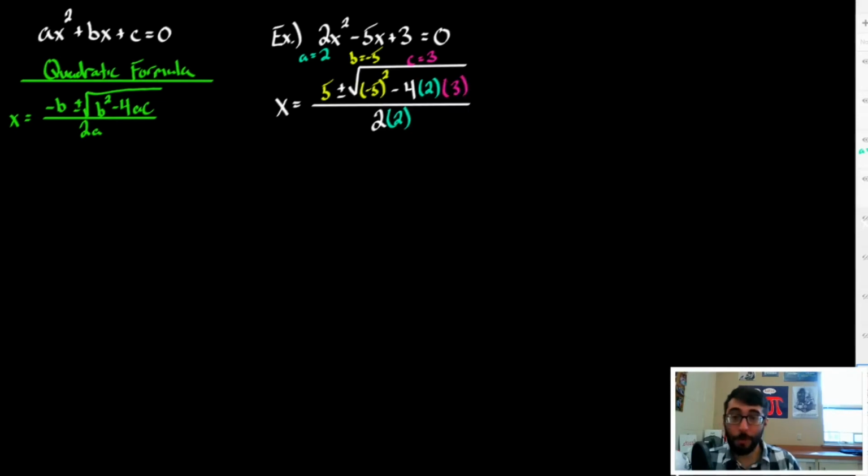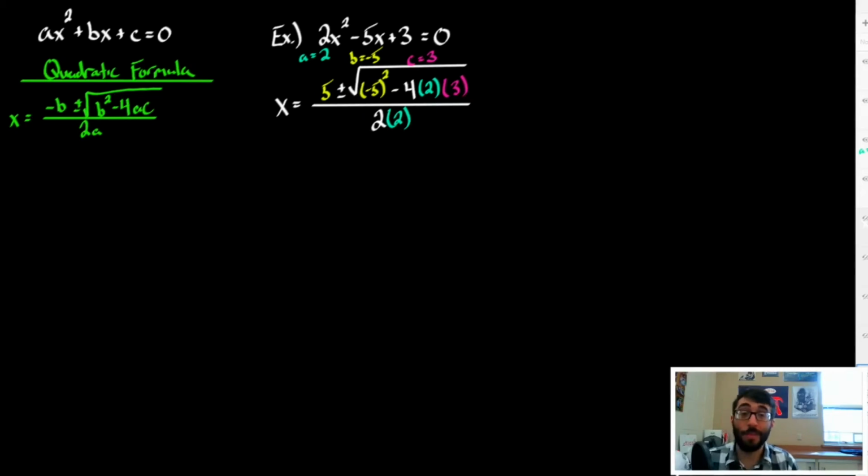So what we're going to do is plug everything into the quadratic formula as seen. So we have opposite b, so opposite -5 is +5, plus or minus the square root of -5 squared, minus 4 times 2 times 3, all divided by 2 times 2. So I'm plugging in a, b, and c right into the quadratic formula.